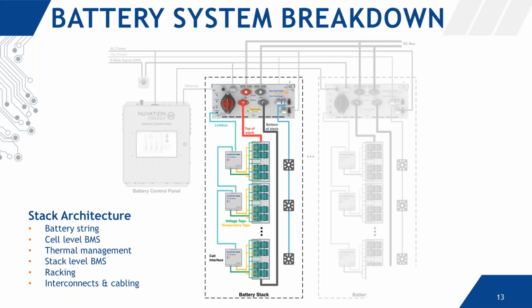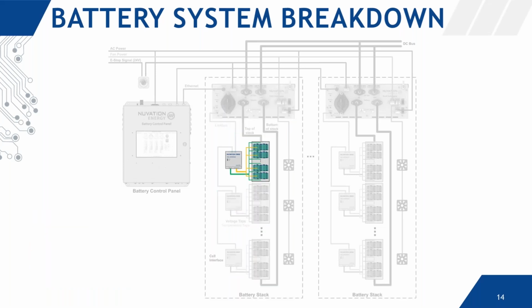So here we're focused on a single battery stack. What we can see is that the stack is composed of a string of batteries, cell level BMS, a method of thermal management, there's stack level BMS, and then not shown specifically in the diagram, but also required is racking and then interconnects and cabling.